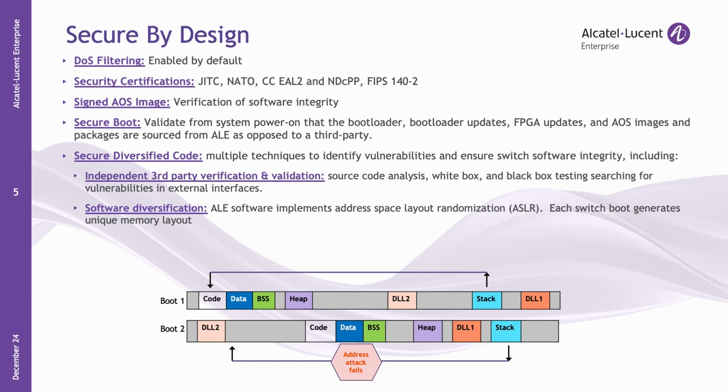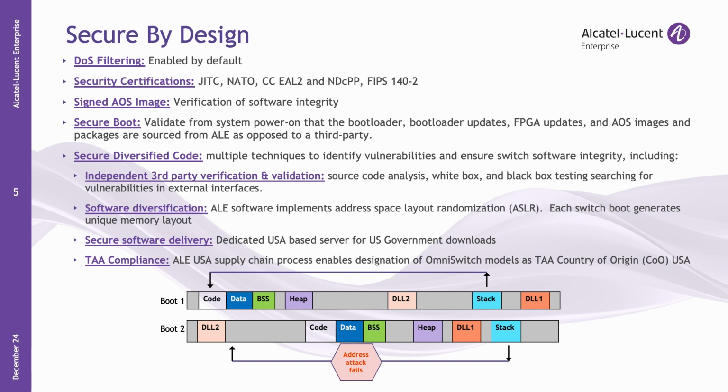Next is software diversification. So ALE software implements address space layout randomization. So every time you reboot the switch, it generates a unique memory layout. So this prevents exploitation of memory corruption vulnerabilities. Also, ALE provides a dedicated USA-based server for US government downloads. Also, the ALE USA supply chain process enables designation of OmniSwitch models as TAA country of origin USA.